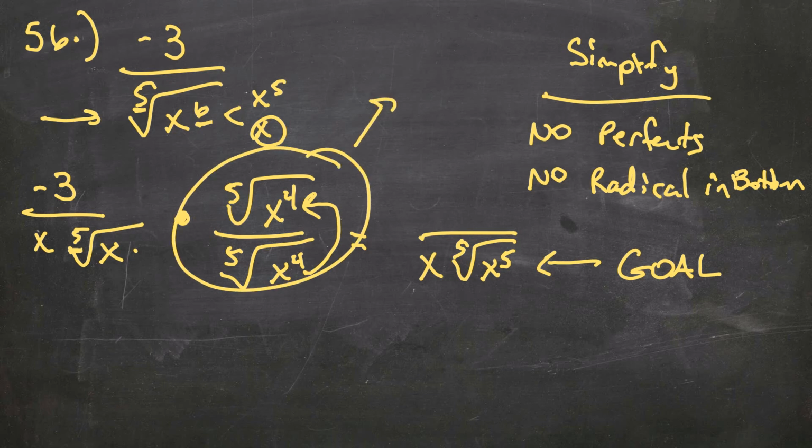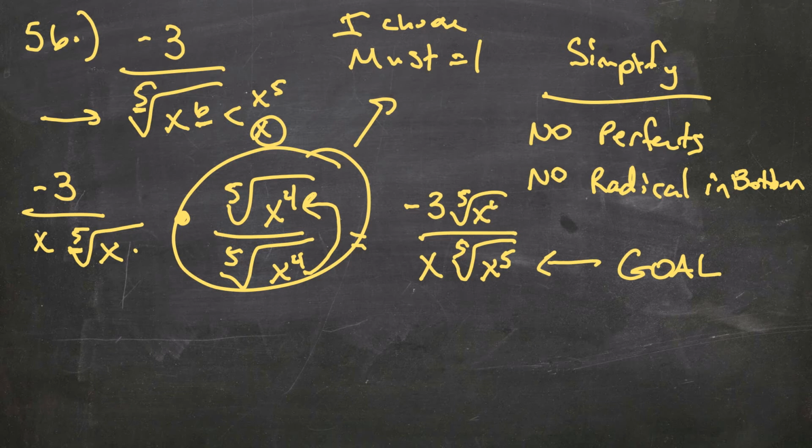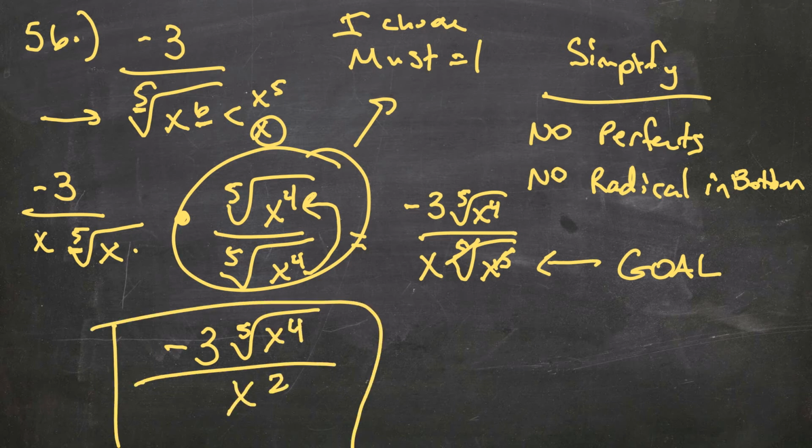Whatever I put on the bottom, I have to put on top, because this whole thing must equal 1. I choose this circle. I pick whatever I want. I can put anything in there I want, but it has to equal 1. And this one does, because the top and bottom match, so the top becomes minus 3, fifth root of x to the fourth. Now, those cancel, so the final answer is minus 3 fifth roots of x to the fourth all over x squared, and that's my final answer.